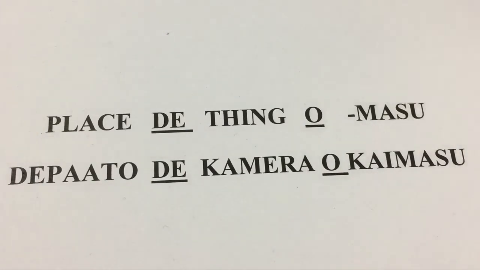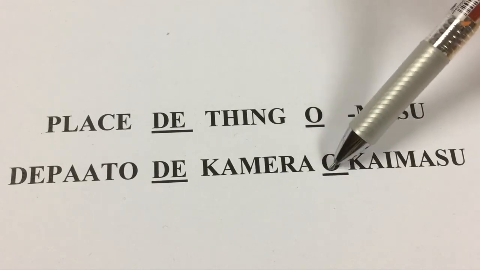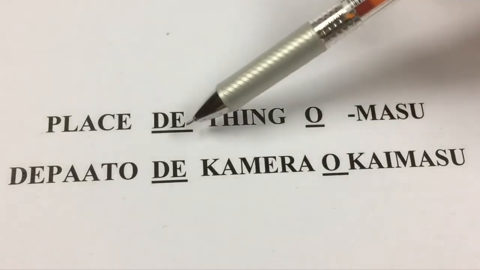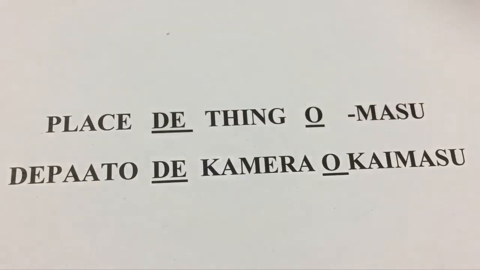So let me recap this again. When you do something, you use particle o with the thing, and then you use particle de with the place where the action is happening.